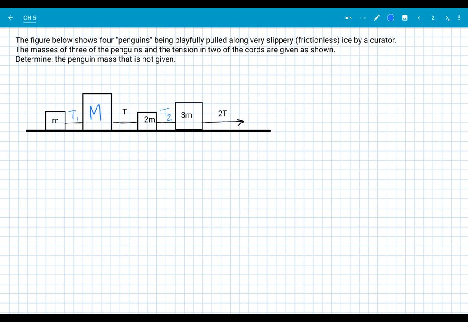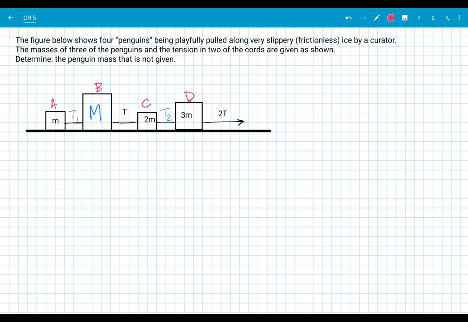Okay, so what we need to do then is consider a free body diagram for each of these penguins. Let me name the penguins actually. And just for ease of reference, I'll name them Penguin A, Penguin B, C, and D.